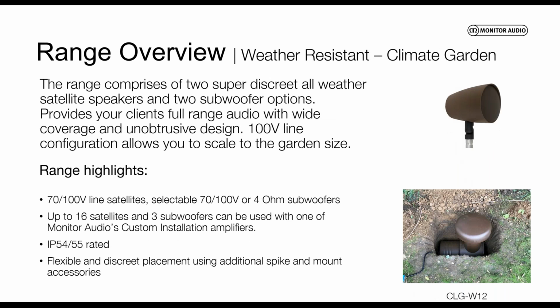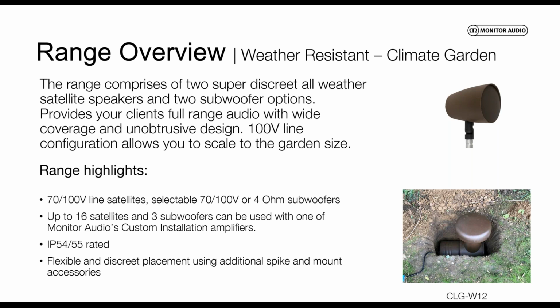Climate Garden, that is our range for in the garden. A great sub-sat type system, a couple of different size satellites, which all work off a 100-volt line, and a couple of subwoofers, one which is designed to be buried in either planters or into the ground, as you can see pictured on the bottom right there, which is the CLG W12. So that's a 12-inch driver inside a subwoofer outdoors. That really underpins those satellites very well.